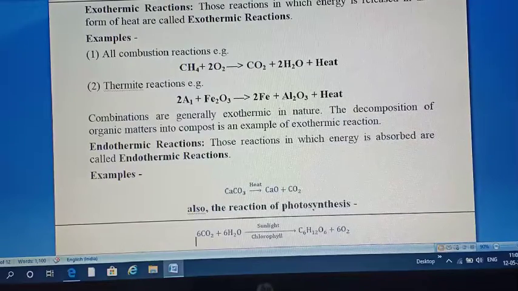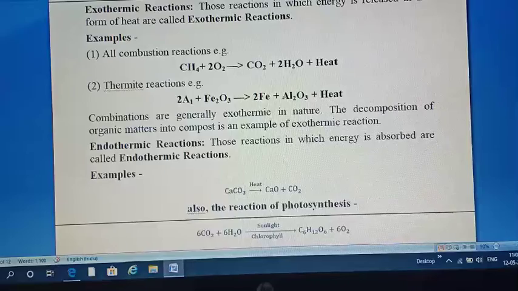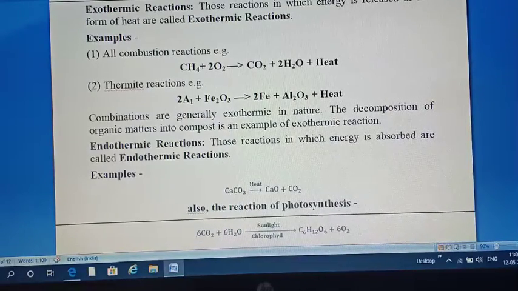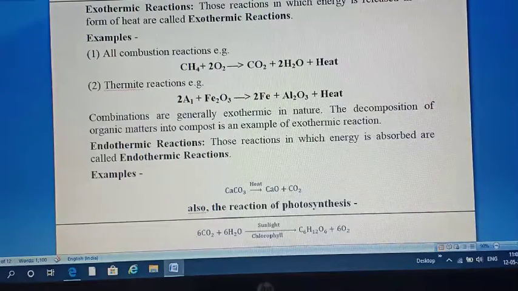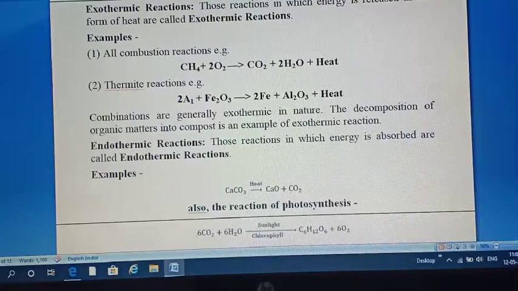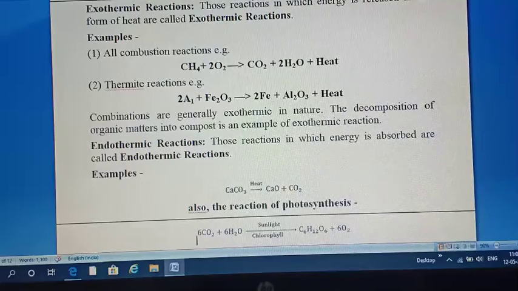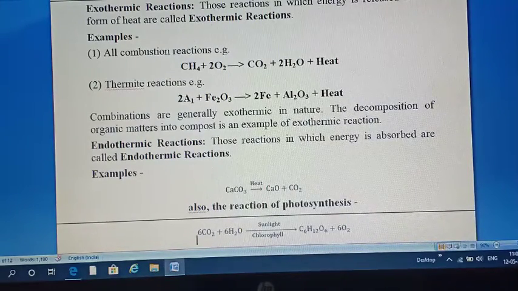Combustion of methane. If methane reacts with oxygen, it forms carbon dioxide and water. During this process, heat is generated, so we consider it an exothermic reaction. Now the thermite reaction. In that, aluminium reacts with iron oxide. Then iron is released and aluminium oxide is formed. During this reaction also, heat is generated. So we consider it an exothermic reaction.